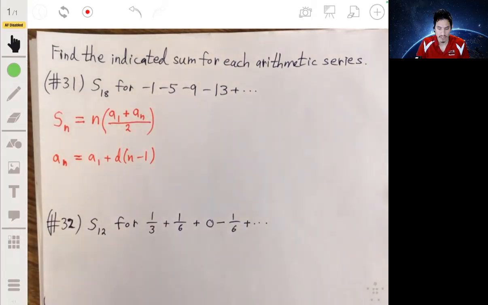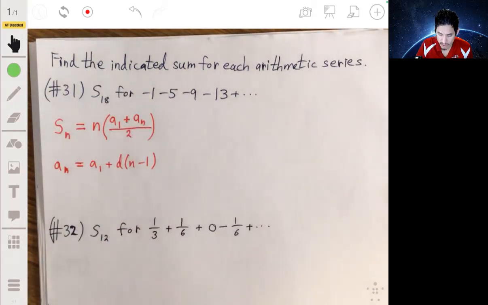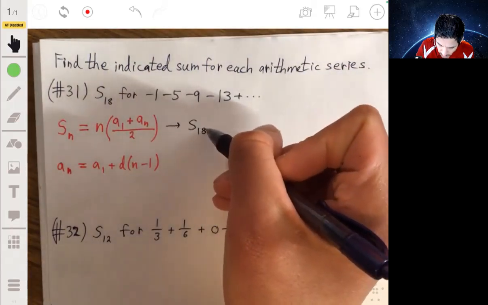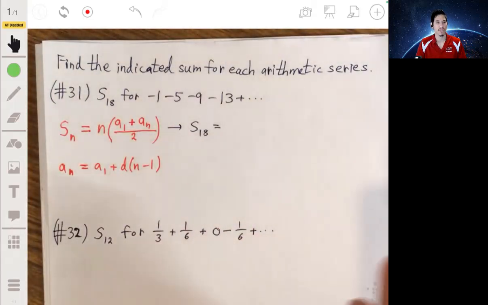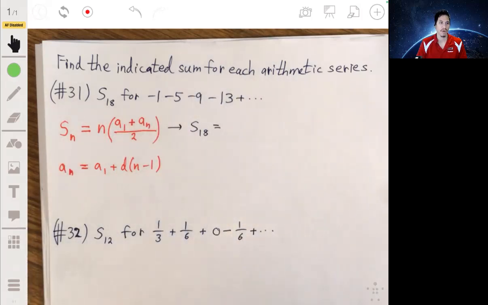Okay, so let's look at this first one. We want to find the sum of the first 18 terms. In other words, we want to find S18, meaning we want to add A1 plus A2 plus A3 plus A4 plus A5 all the way to A18. You can always brute force this and figure out what the first 18 terms are and add them all together. But you don't want to do that, because maybe on your test it's going to be find the first 1,000 terms or the first 500 terms. It'll take forever. So you want an efficient way.